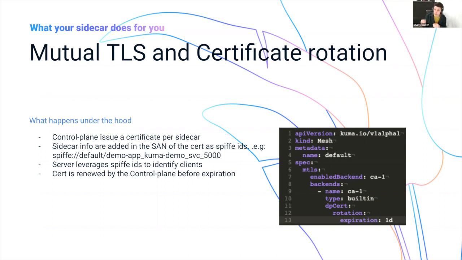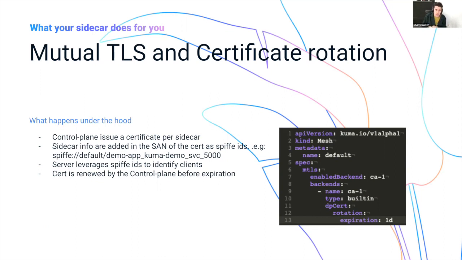So whenever a sidecar connects to a control plane, the control plane will issue a certificate for the sidecar and send all the data down. The control plane doesn't need to save anything about this certificate, because the certificate is only valid for the lifetime of the sidecar. If the sidecar restarts, it just gets a new certificate. Also, when it gets close to expiration time, the control plane will proactively renew the certificate. So that means certificate rotation is not something that your operators need to deal with anymore. This is all dealt with by the service mesh.